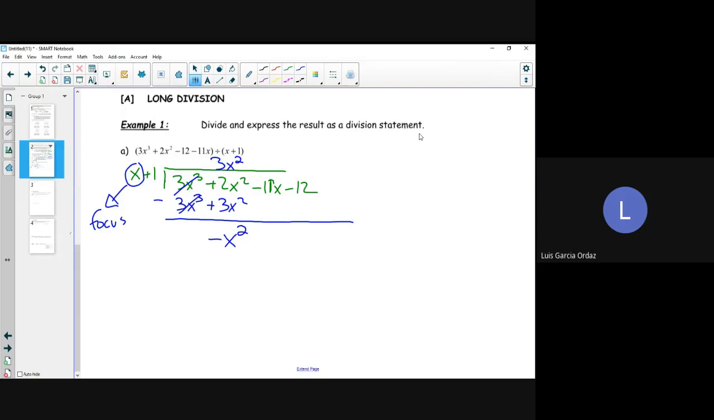And with long division, what would your next step be? Which number do you drop? So you're going to bring down the negative 11x. Remember, we're still using x as our focus. So what do we multiply x by to get to negative x squared? Negative x.